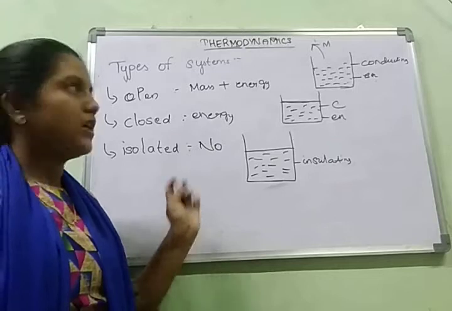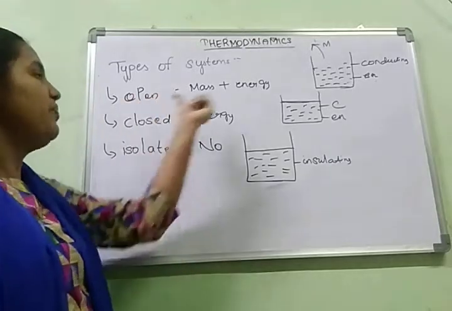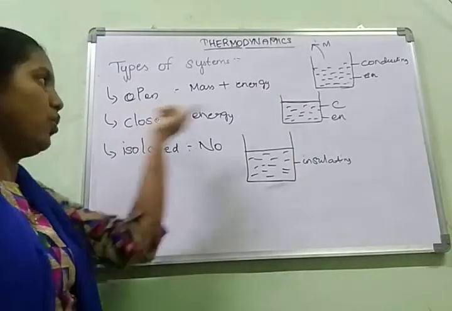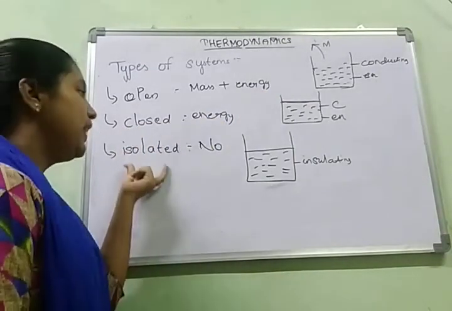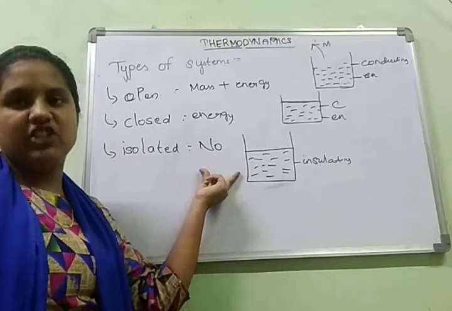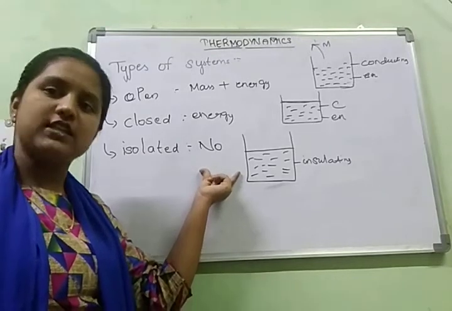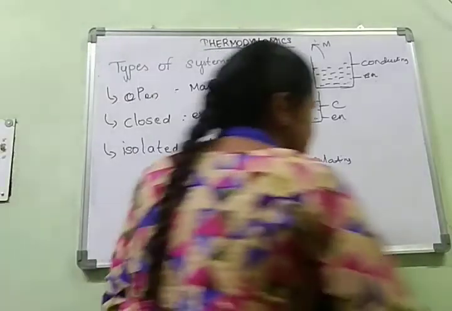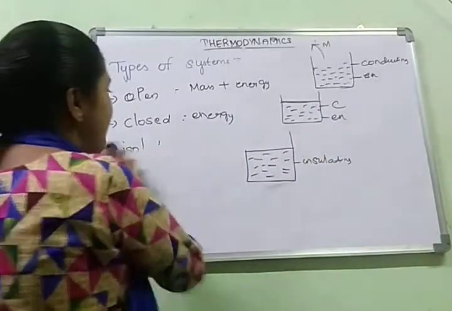Okay. So first, in the open type of system, mass and energy exchange takes place. In closed, only energy exchange takes place. In isolated, no exchange takes place. Okay, is it clear now? So now let's discuss the next topic. It is thermal equilibrium.